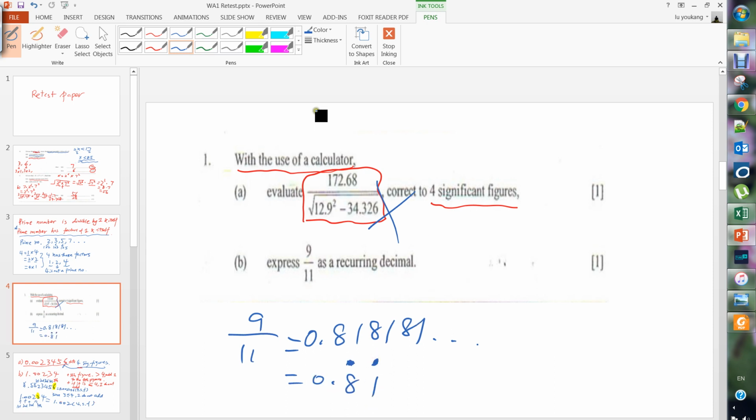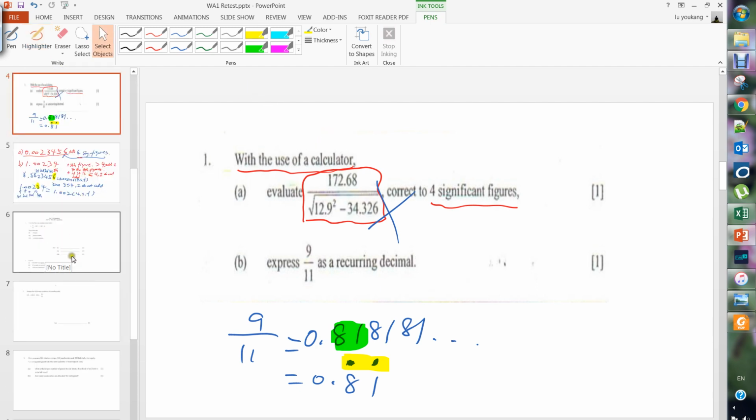I have to express it in this manner. Because the 81 is repeated, that's the reason why I need to put the 2 dots on top, which is here, the 2 dots highlighted in yellow, to tell you that 8 and 1 repeat after that. So pretty simple. Next, let's move on.